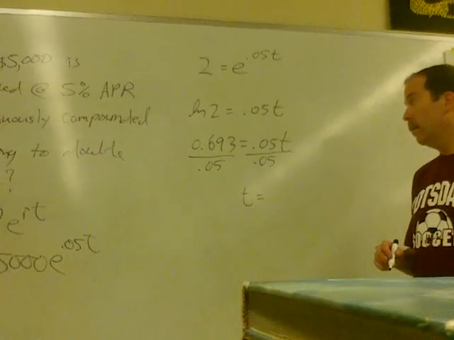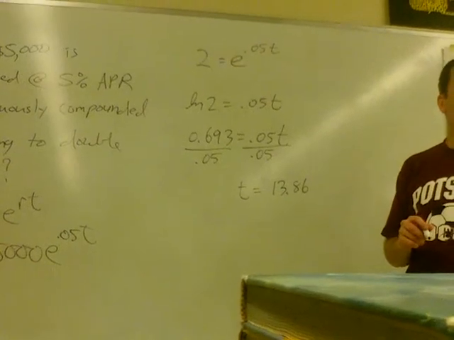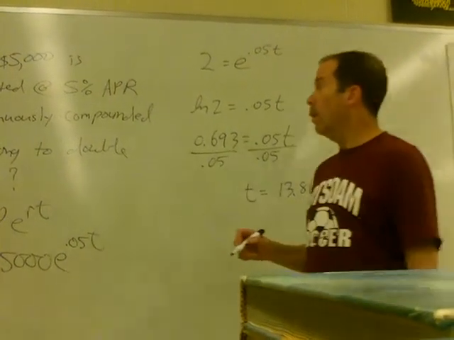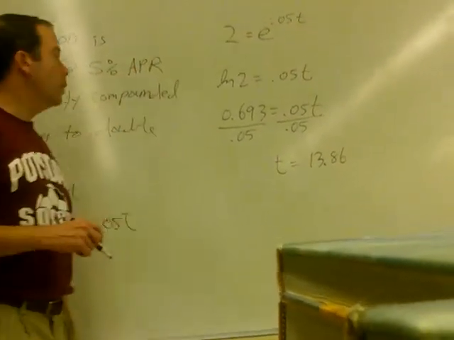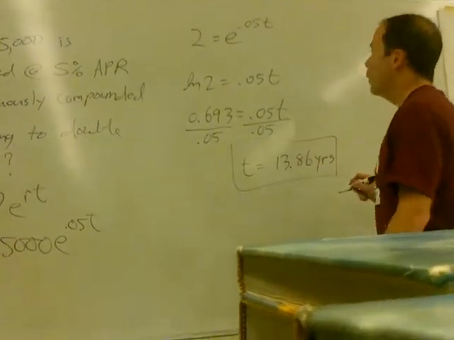13.86 what? Years. This is invested annually, so this is years, right? So 13.86 years. That's a long time to double your money.